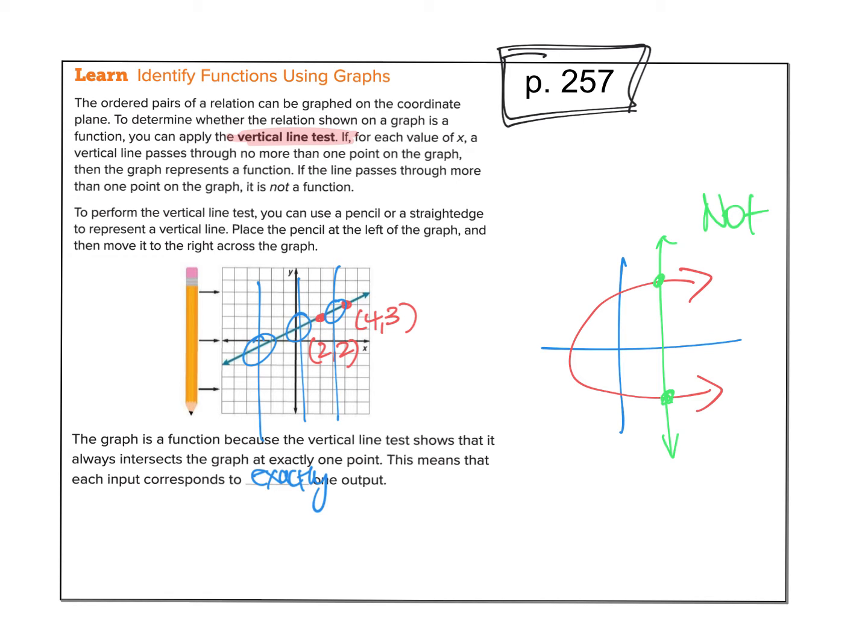Another way to tell is if I gave you these points, this one maybe is 2, 4, and then down here it's 2, -4. Well, when I put a 2 in the first time, it looks like I got a 4. Next time I put it in, I got a -4. So there are 2 points that have the same input, but they gave you different outputs, the 4 and the -4. So that is not a function.